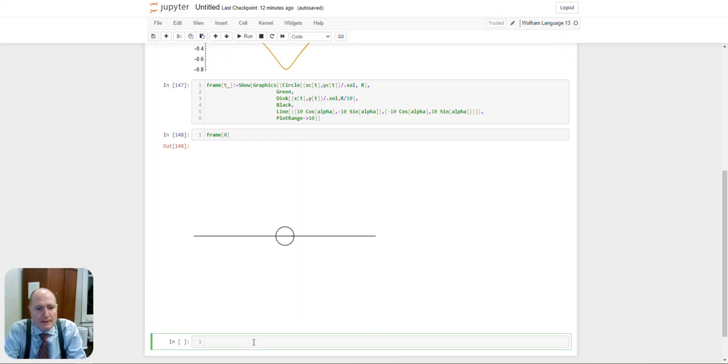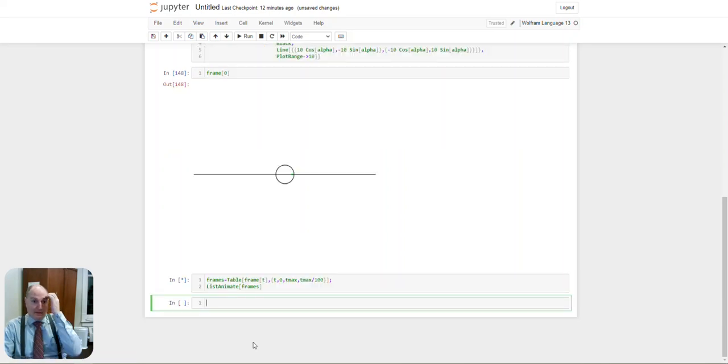So if I do frames equals table frame t as t goes from 0 to t max in t max over, I don't know, 100 steps. And then let's list animate frames. Okay. So that's going to take a little while because it has to make 100 frames. But we ought to see it roll around anyways.